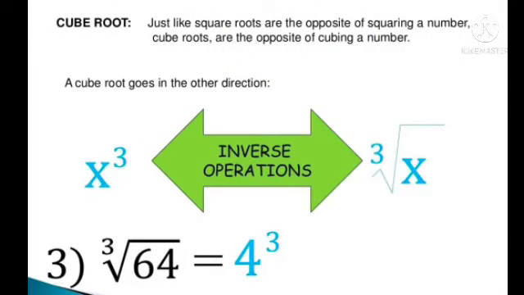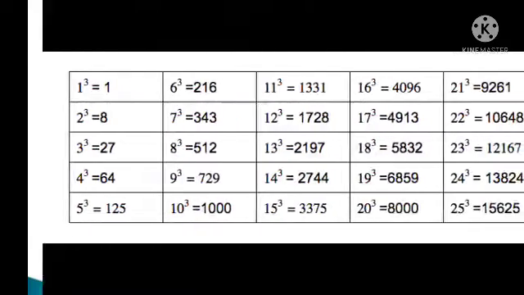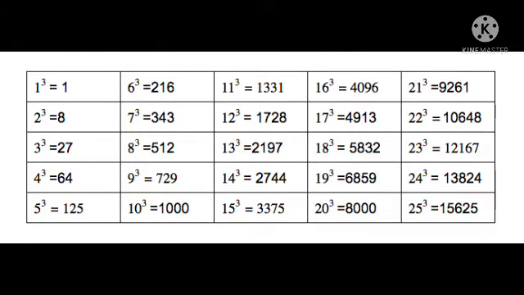Cube root. Just like square roots are the opposite of squaring a number, cube roots are the opposite of cubing a number. A cube root goes in the other direction. Look at the example carefully. These are some of the perfect cubes of whole numbers.